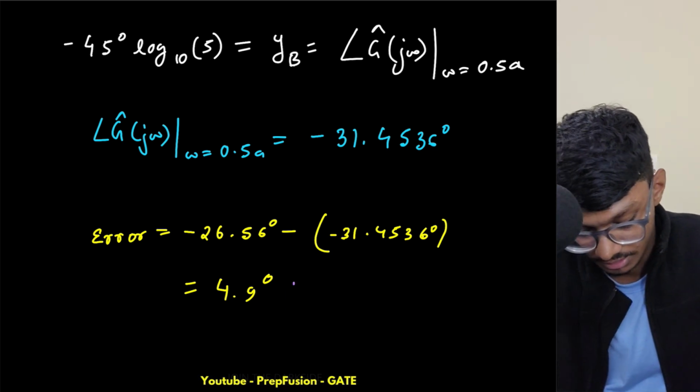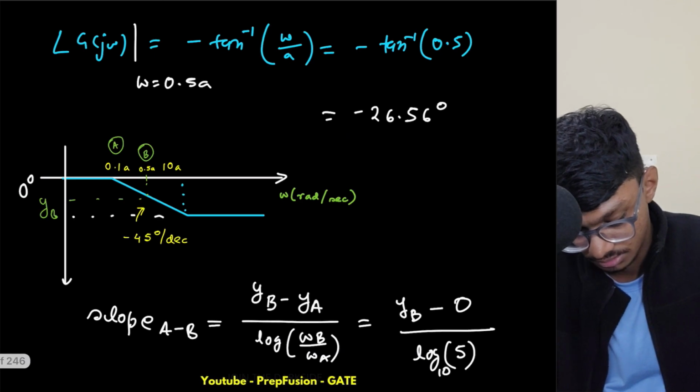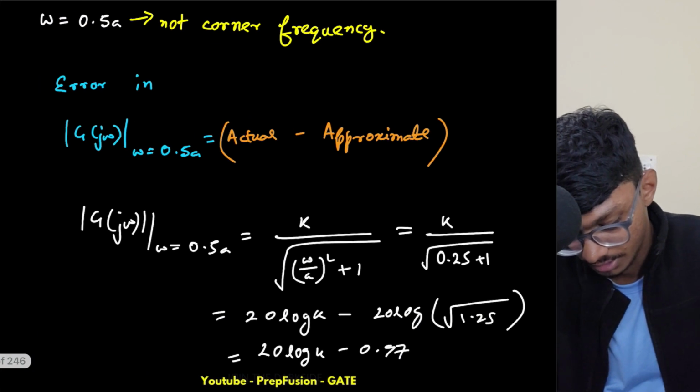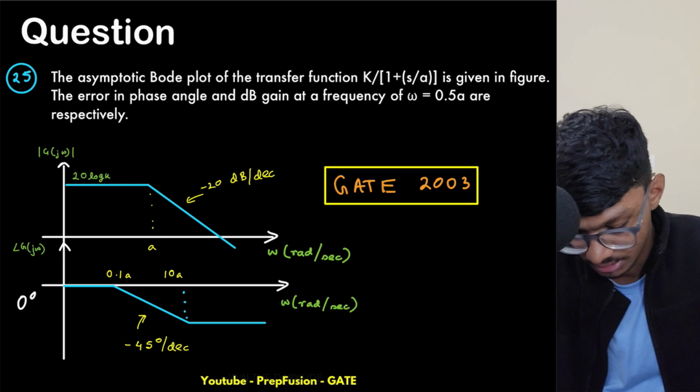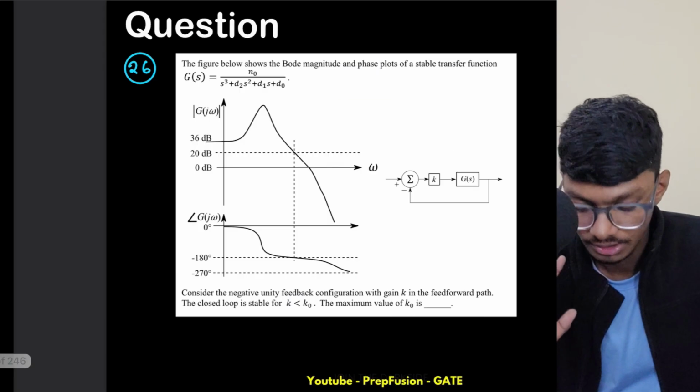This is the first answer, and this is the second answer. Okay, two answers, 4.9 degrees and 0.97 degrees. So these are the two answers basically. So this is it for this question. Let's move on to the next question.